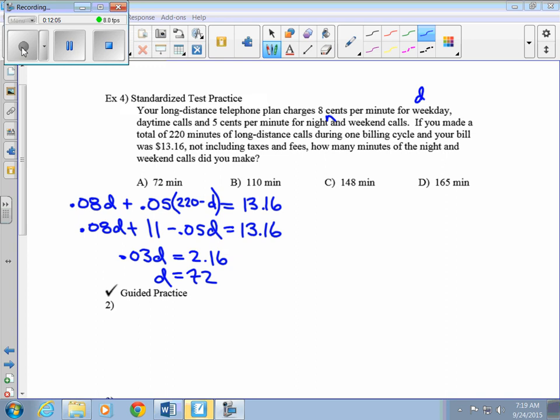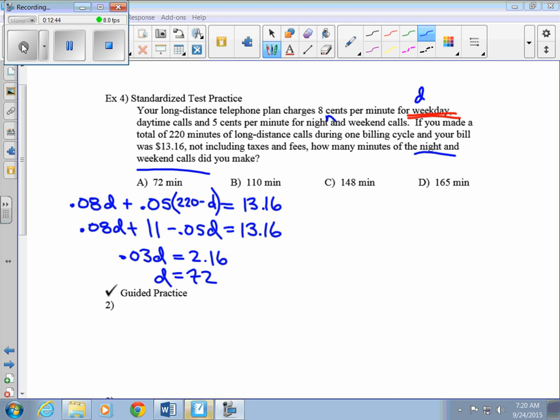So d equals 72. So we look at our choices down there, and again, remember to read the question. It says, not including taxes and fees, how many minutes of the night and weekend calls did you make? Well, we have d equals 72. So is our answer A? And the answer to that question is no, it is not. Because we have to remember, what does d equal? d represents our weekday calls. Okay, they are asking here for the night and weekend calls.